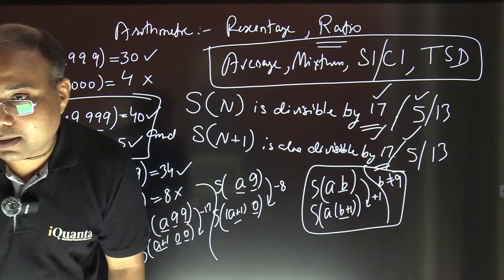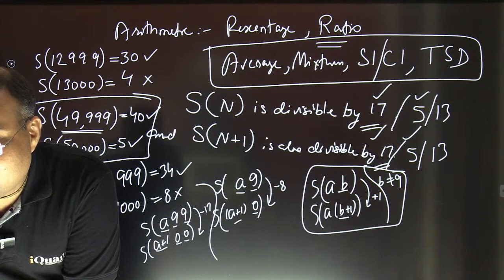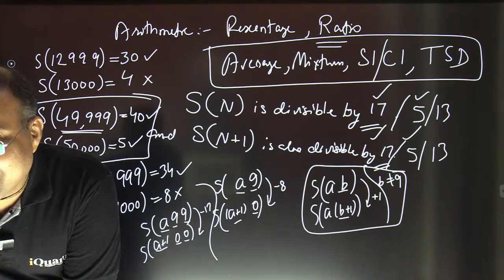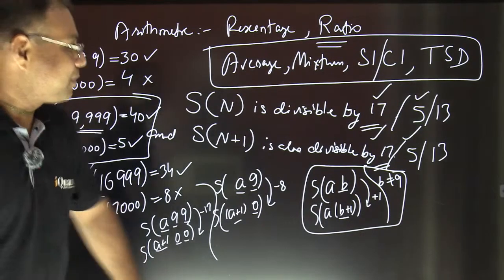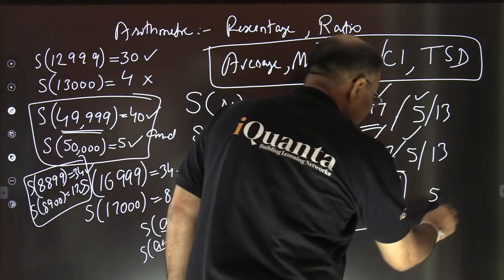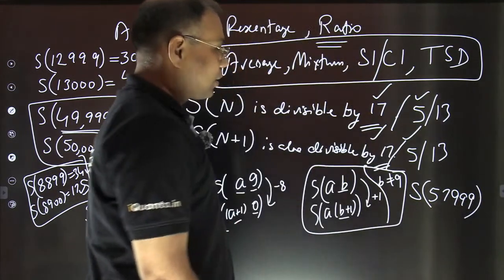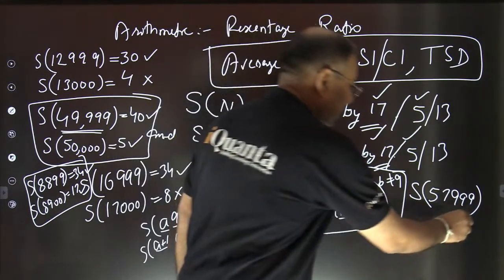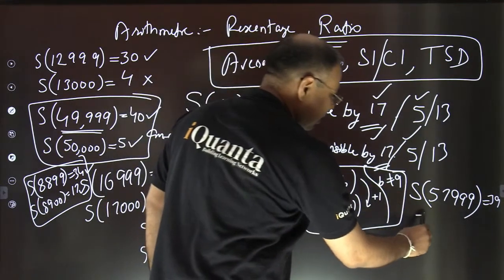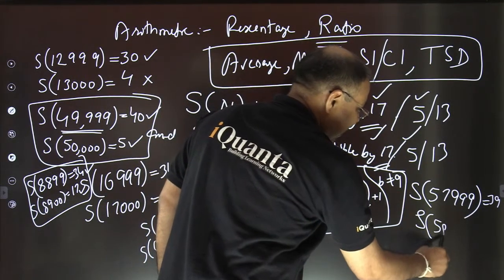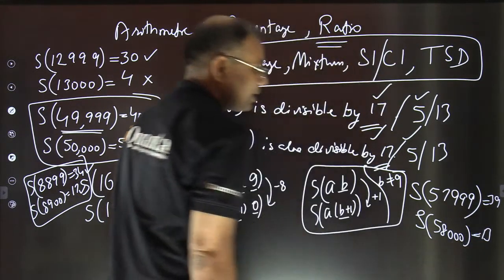Okay, this time Samyak. Samyak has come up with the answer. Samyak is saying 57999. Let me check. So the sum of digits of this number is 27 plus 12, that is 39, which is divisible by 13, perfectly fine. And its successor number would be 58000, which is 13. That is also divisible by 13.